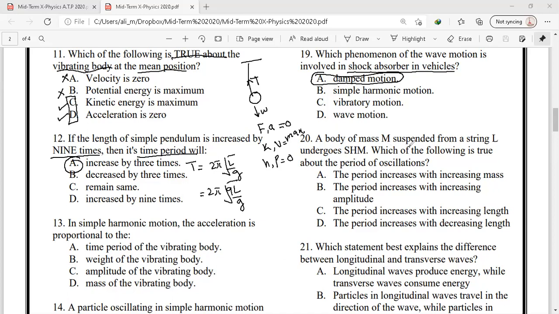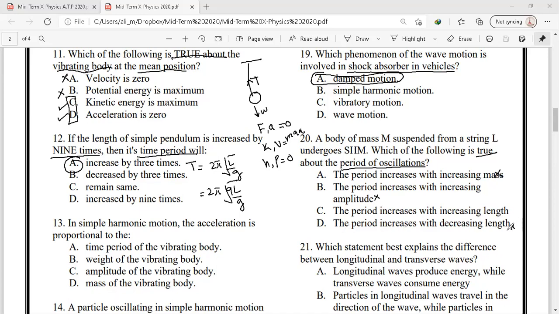A body of mass m suspended from a string of length L undergoes a simple harmonic motion. Which of the following is true about the period of the oscillation? We have four options. The period increases with mass. That is incorrect, because time period is independent of the mass. The period increases with the amplitude. This is the wrong answer, because time period is independent of the amplitude. The period increases with decreasing length.